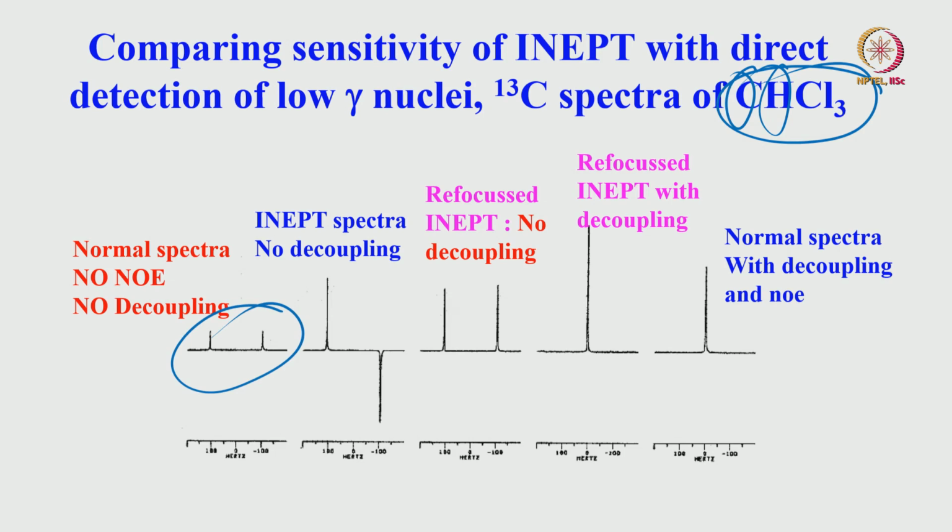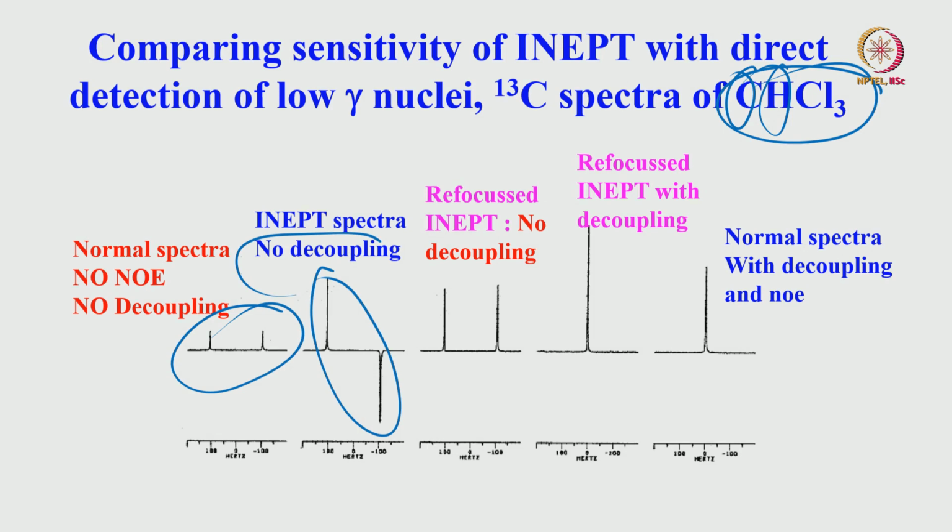Same thing, you do the INEPT experiment, not refocused INEPT, just the INEPT experiment, in which we saw there is opposite phase. We get a doublet, one is positive intensity, the other is negative intensity. We do not do the decoupling. If you do decoupling, it gets nullified. It is a coupled spectrum, no decoupling.